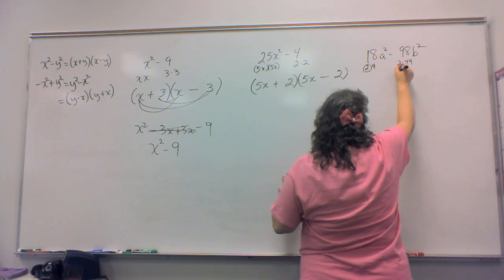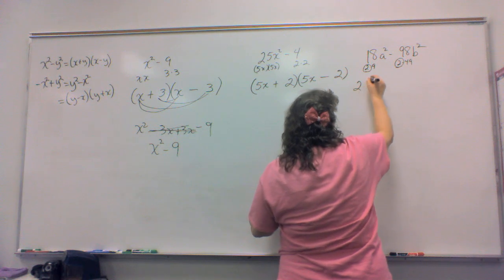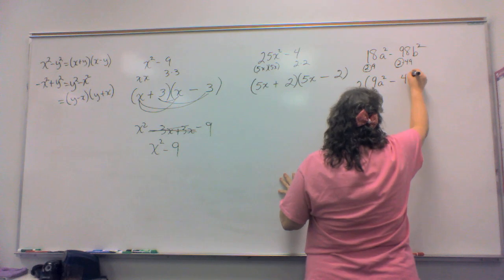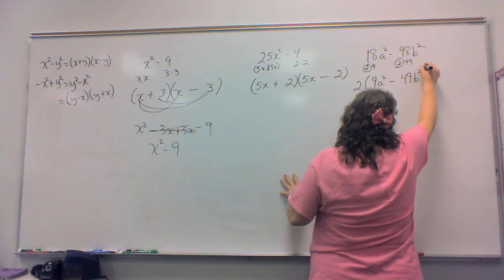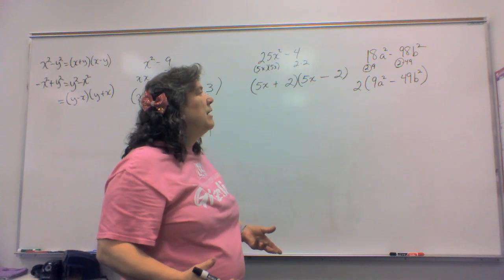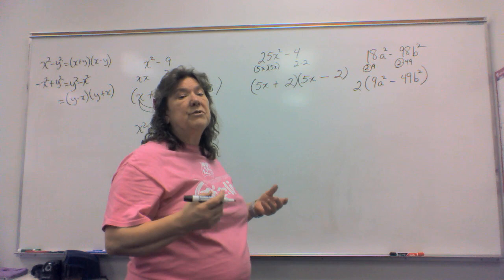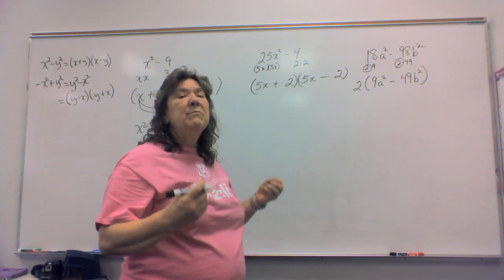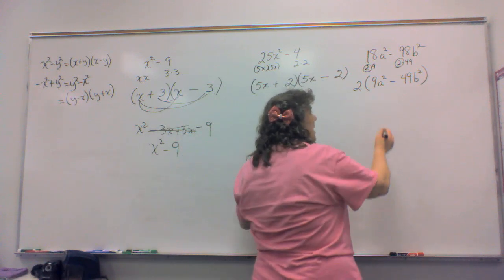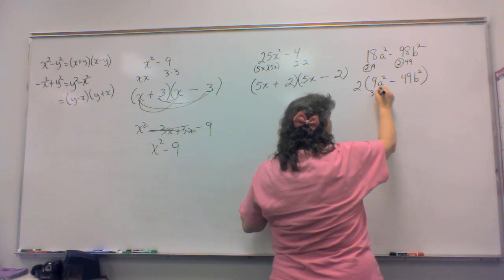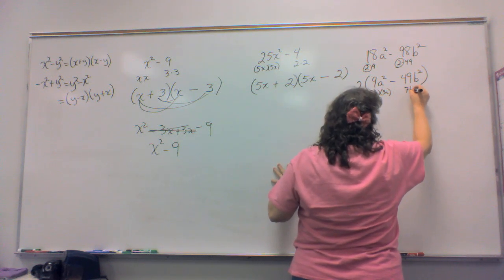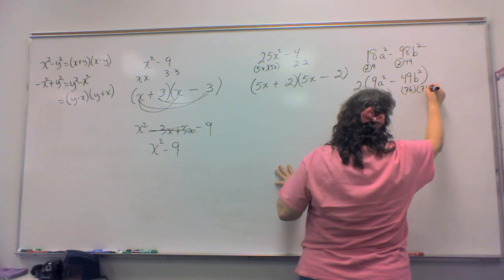So we're going to pull first of all that factor of 2 out, giving us 2 times 9a squared minus 49b squared. You see how we've combined two different factoring methods here to be able to do this one. And I will recommend later when I go through the strategy of factoring, in every method, always check for your greatest common factor first. So now this is a perfect square, 3a times 3a, and 49b squared is 7b times 7b.